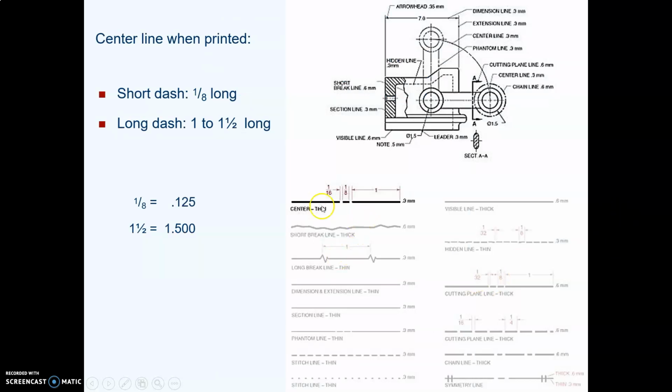Now that center line, long dash, short dash, long dash, short dash, is supposed to have a short dash that's 1/8 of an inch long when the drawing is printed, and then the long dash is 1 to 1.5 inches long when printed.